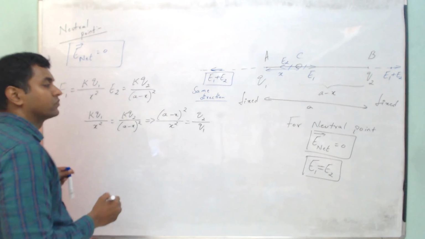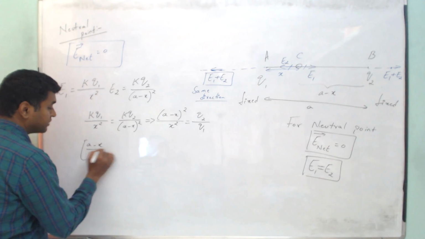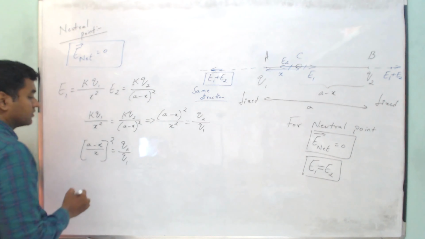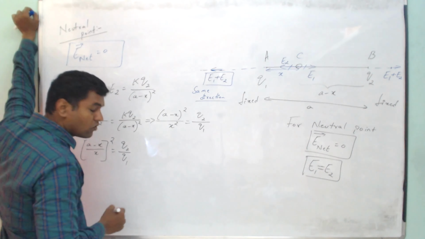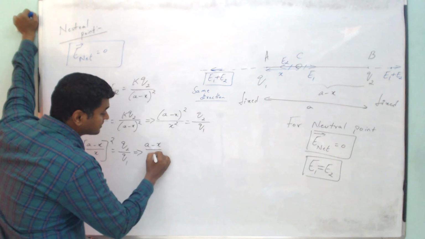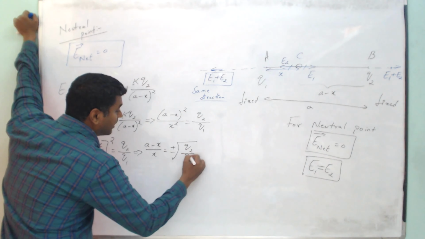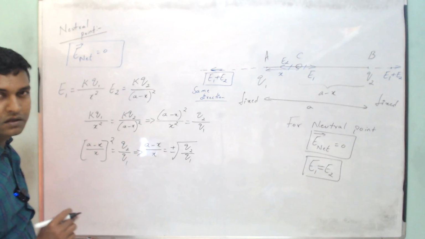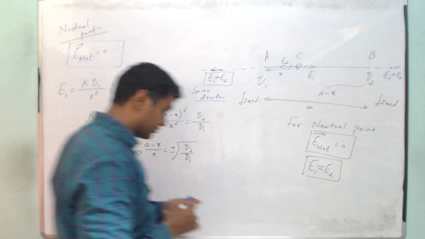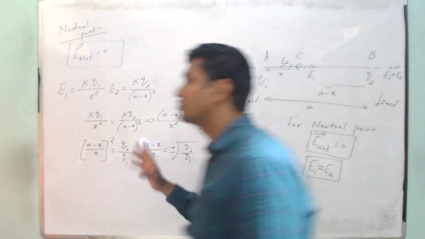Correct? Yes. How to solve this? This fellow is square, this fellow is square. So I'll just write it as A minus X by X whole square, is equal to Q2 by Q1. Is this clear? Therefore, my inner fellow A minus X by X can be written as plus or minus under root of Q2 by Q1. I am taking under root on both sides. Whenever we take a square root, we will get both positive or negative because root of 9 is plus or minus 3. Because when you square plus and minus 3, both will be 9.